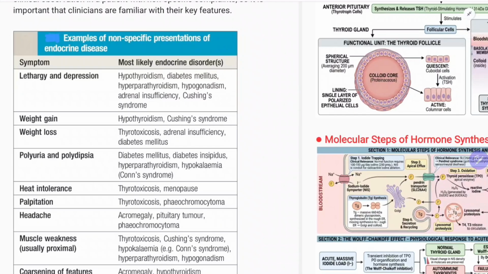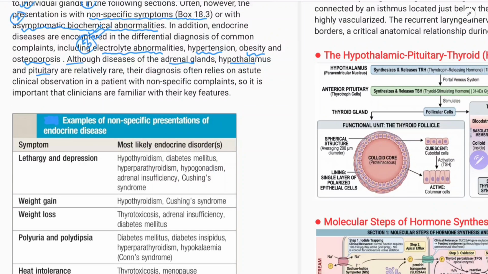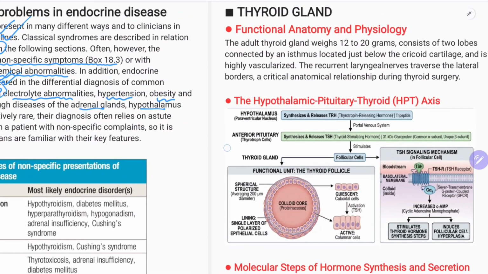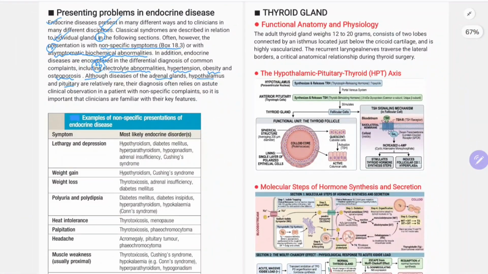Then the second thing which is common in this is they present as asymptomatic biochemical abnormalities. Or the third common thing is electrolyte abnormalities, hypertension, obesity, osteoporosis. So in these patients also you should suspect some adrenal disorders, okay. Now that was about the presenting problems in endocrine diseases. The 3 types of presentations are there.